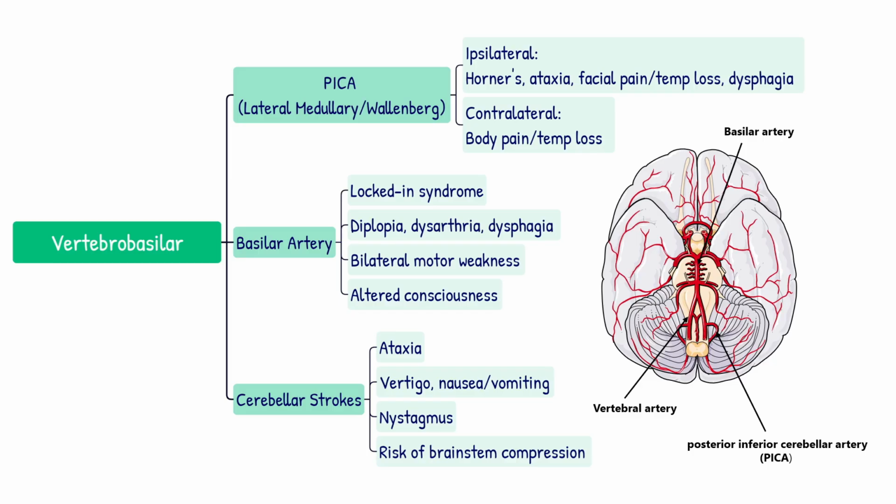PICA stroke causes lateral medullary syndrome, also called Wallenberg syndrome. The key is remembering ipsilateral versus contralateral signs. Ipsilaterally, you get Horner's syndrome, ataxia, facial pain and temperature loss, and dysphagia. Contralaterally, you get body pain and temperature loss.